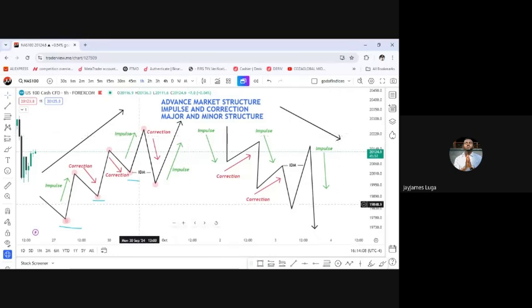So in the movement of price, in market structure, it's not just about higher highs and higher lows. If it was that simple, everybody would be making money. There'd be no losses in the marketplace. But in real time, in application, it's not so simple to spot like that. You have to train your eyes, because that's why I'm teaching you advanced market structure. We have concepts like the impulse and correction, major and minor structure. You have to be able to identify these things in the marketplace. It's about training your eyes.